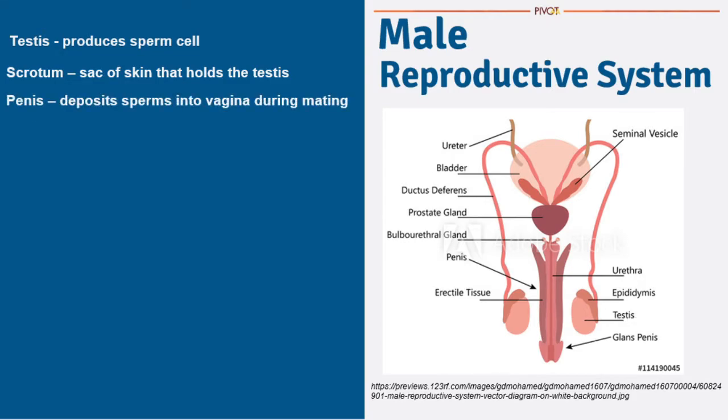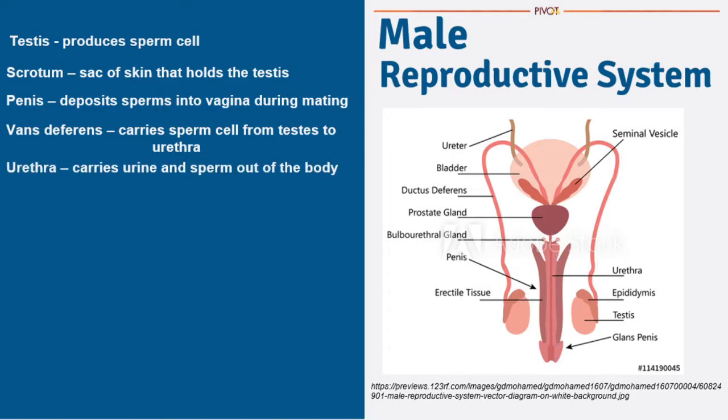Then, the penis deposits sperm into the vagina during mating. So, this is the penis. And then the vas deferens carries sperm cells from the testis to the urethra. So this is the vas deferens, also called the ductus deferens. This is the passageway of the sperm cell from the testis to the urethra.